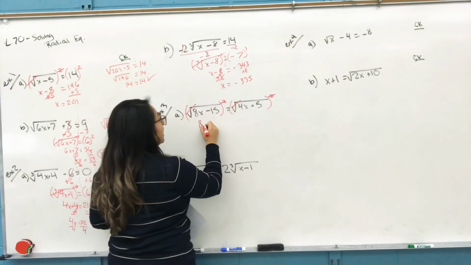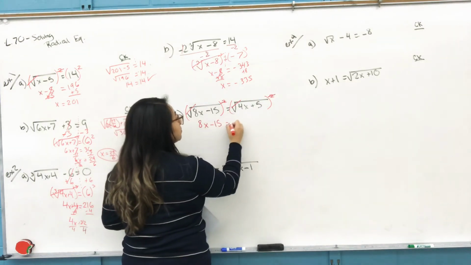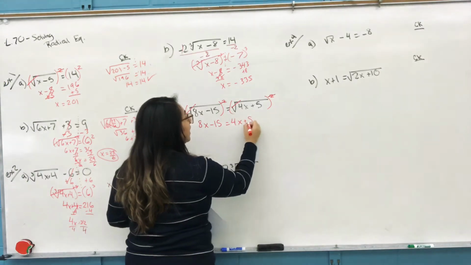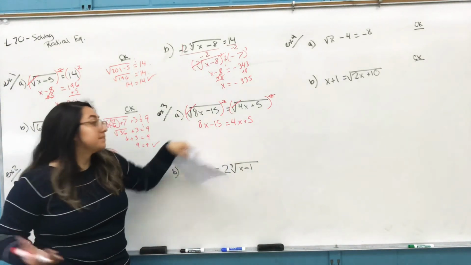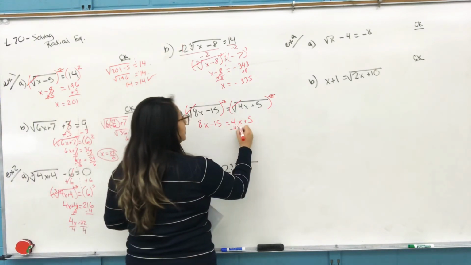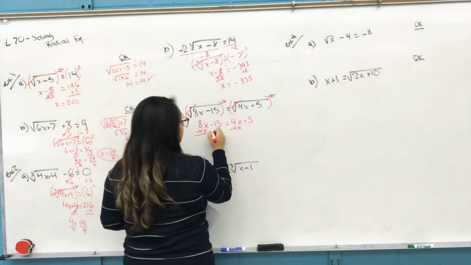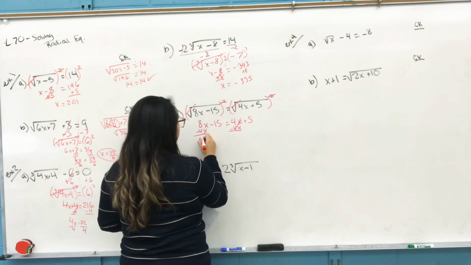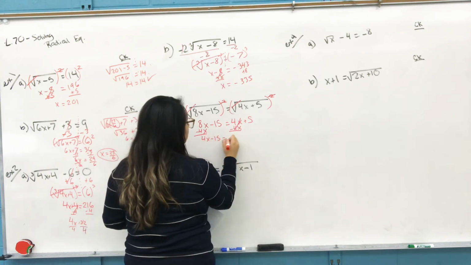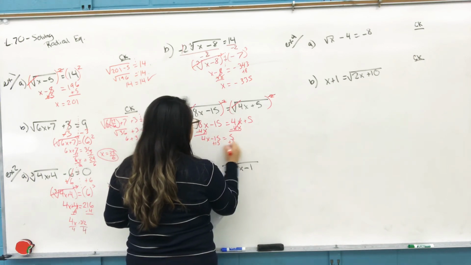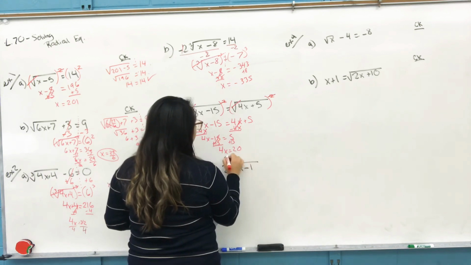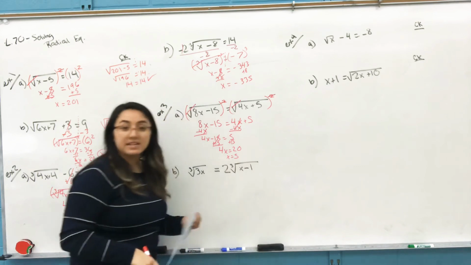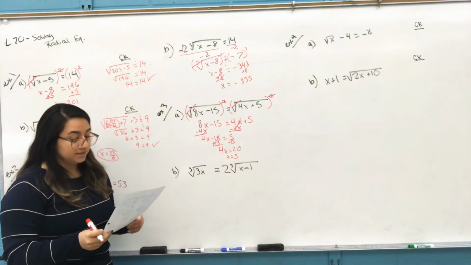And that, now we get 8x minus 15 is equal to 4x plus 5. They cancel out. Now we have an equation that we learned from Algebra 1. We get the x's together. We get this x by itself. We get 4x minus 15 equals 5. Add 15. And then 4x is equal to 20. x is equal to 5. And that's how you can solve for your answer there.